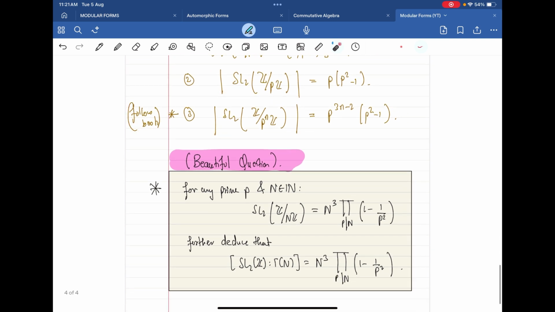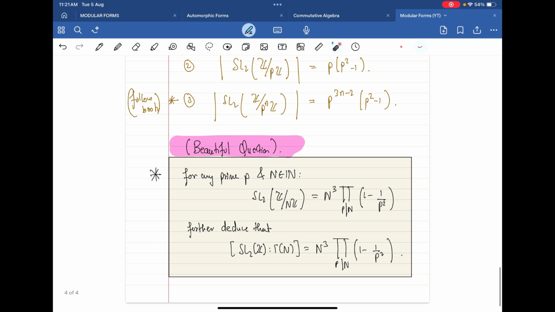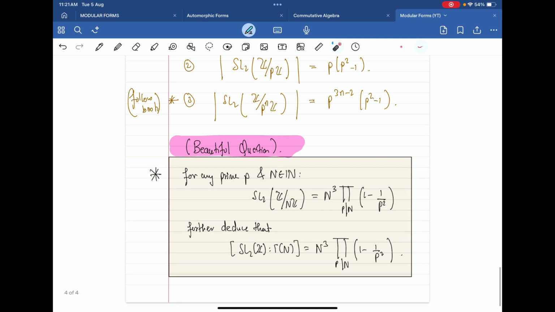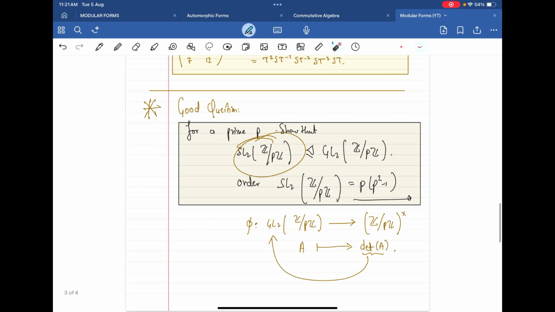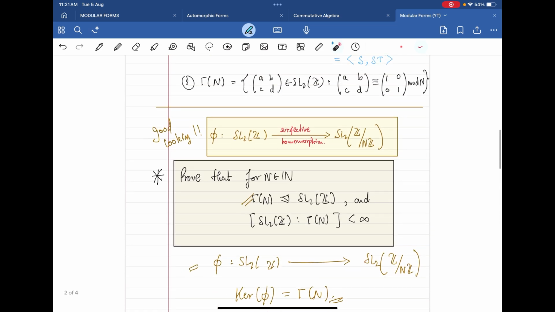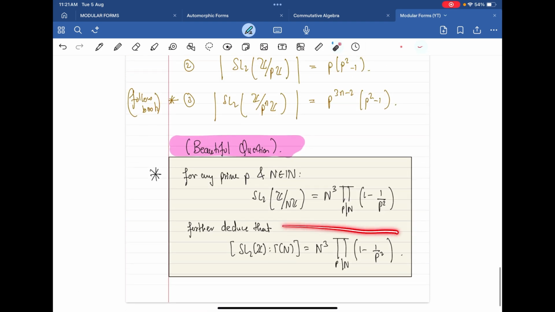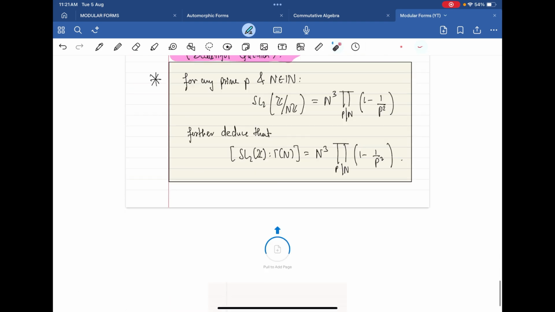Now the main topic of this video, lecture 2, is to solve, or you can say understand, this beautiful question which states the relation. I defined the index of gamma n. Earlier I said that the index of the principal congruence subgroup gamma n is finite. Earlier we showed that the index is finite. Now we are getting the exact index by this formula.